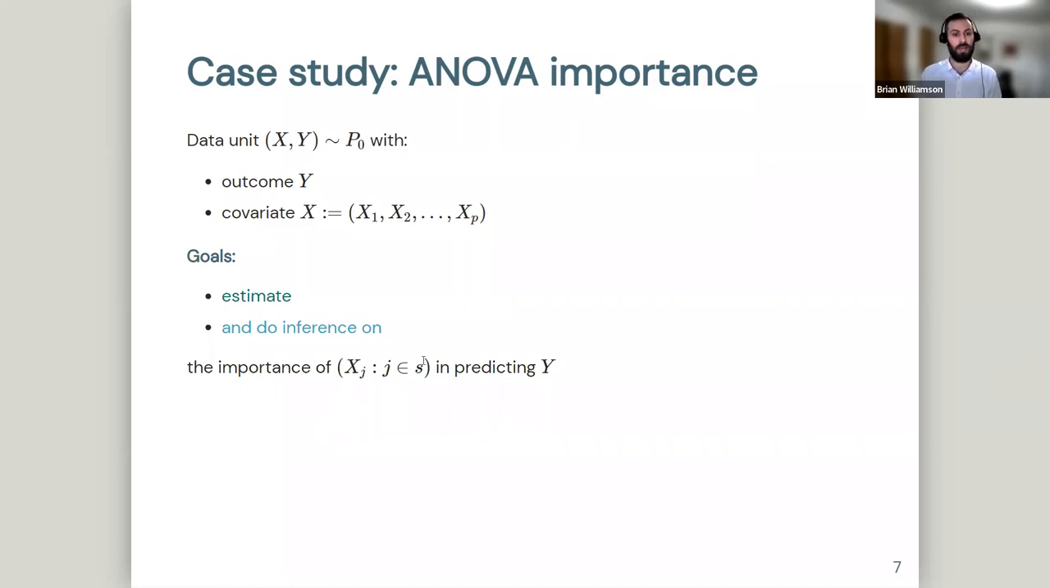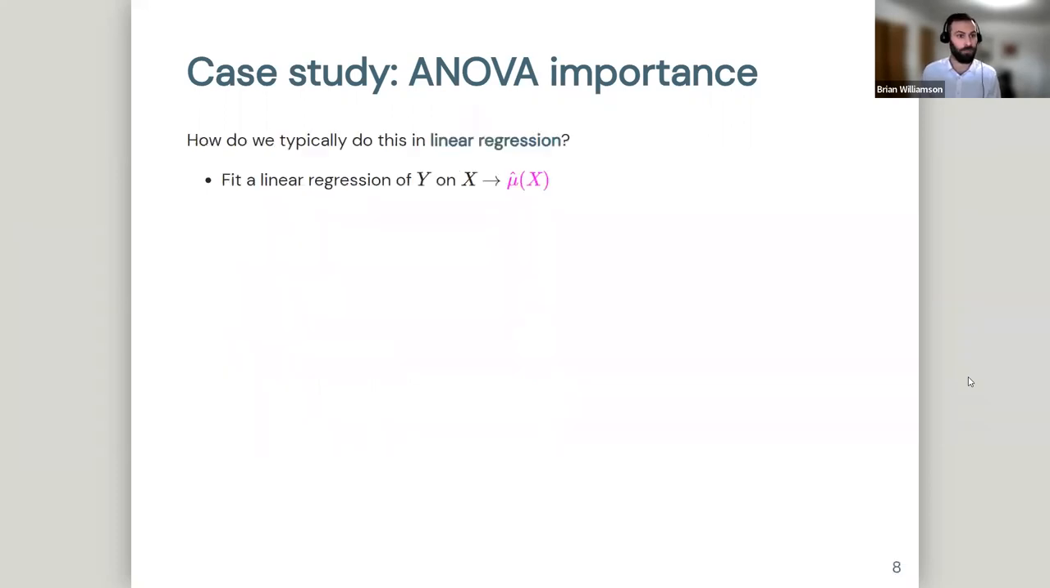S here is going to denote the collection of variables that we're interested in. So this collection, X_j for all of those j in the set that I'm interested in, defines the variable set. How important are these variables with index in S in predicting my outcome? The first question we asked ourselves was, how might we do this in linear regression? Say that I'm going to fit a linear regression model, what should I do for variable importance?